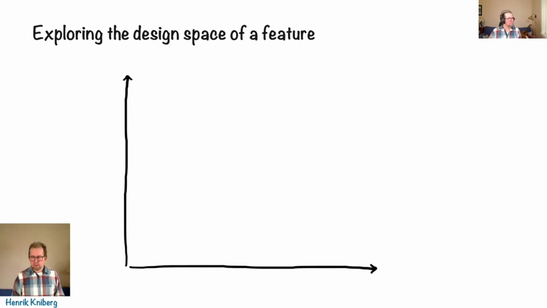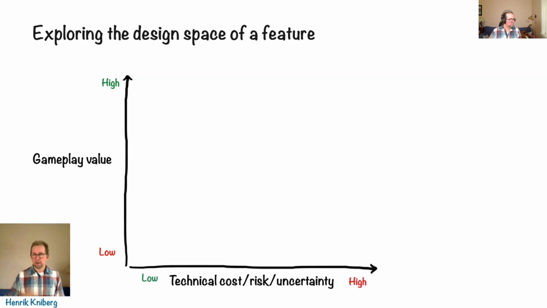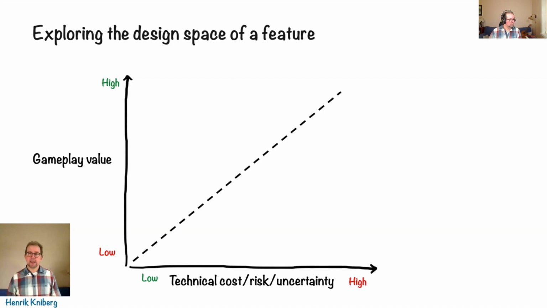And if we take those two aspects and put them on a graph, then we can put gameplay value vertically, and technical cost and risk and uncertainty horizontally. And then we have this line, and of course we want to be above the line. We want to find the features that live up to the left.